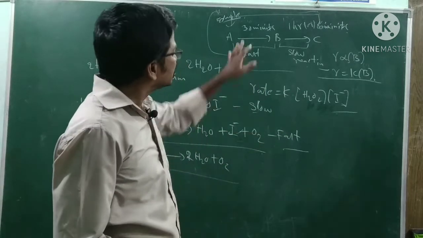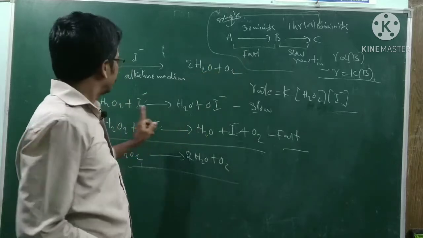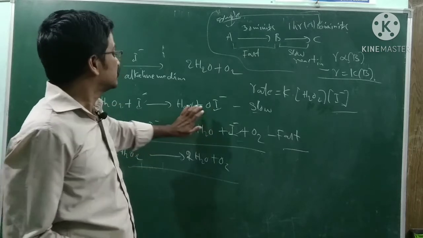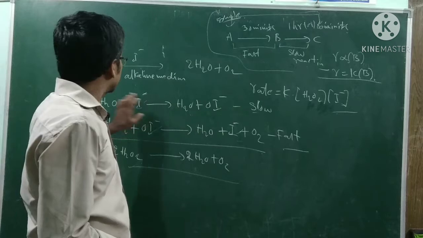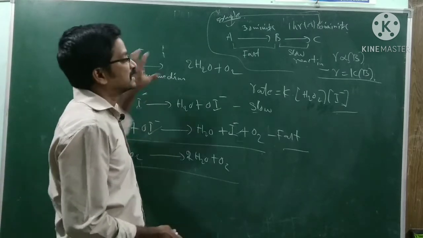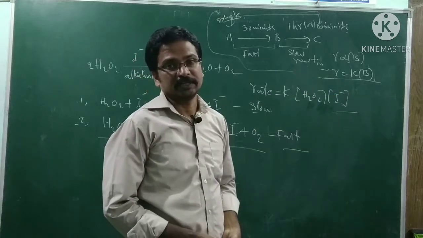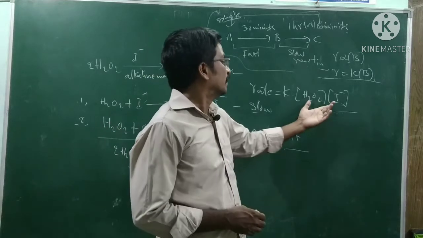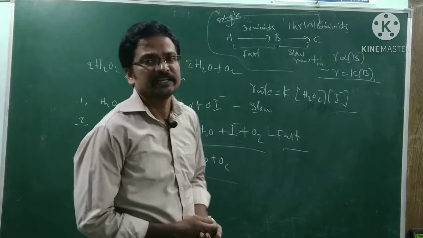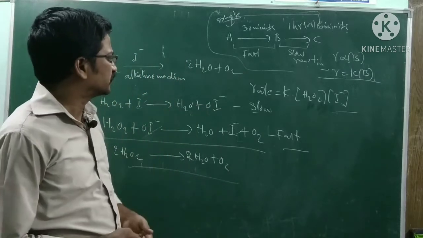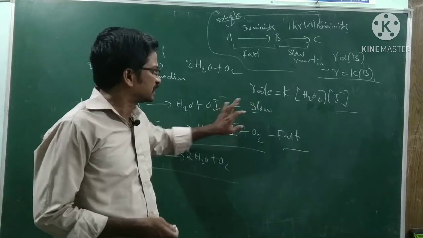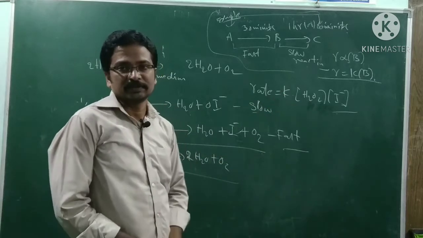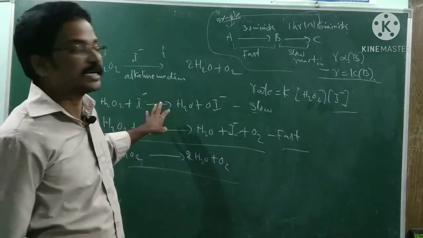In the same way, you can understand that this is the slowest step reaction. Only the slowest step reactants are present in the rate law. That is the reason why, in the NCERT book, they simply give these two reactions without mentioning which one is slow and which one is fast, because they have already given the rate law. From this point of view, you can understand.